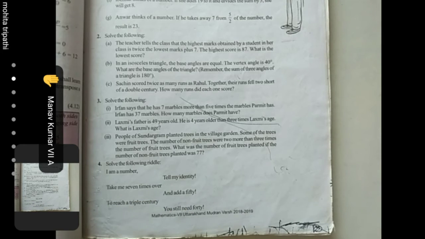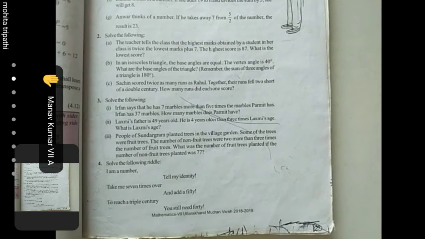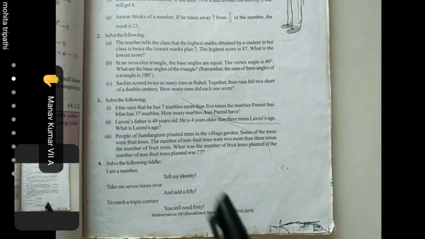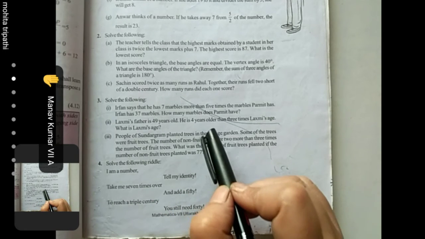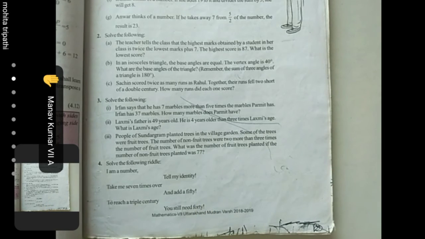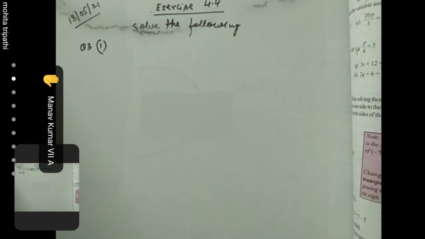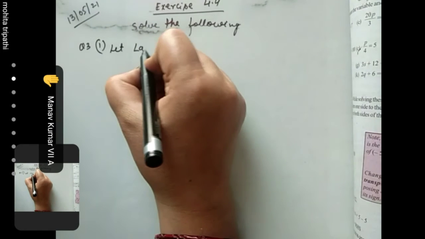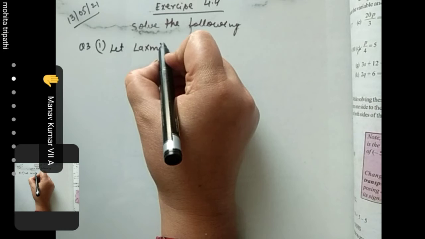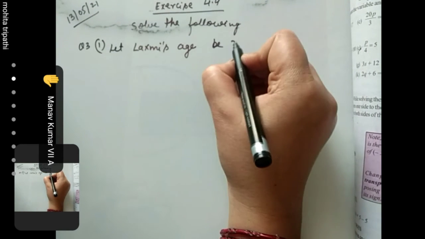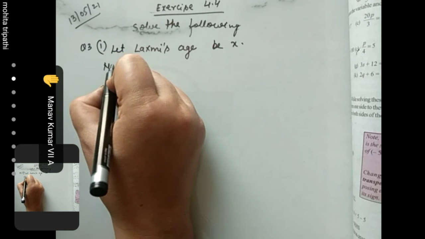Question number 3, second part. The second part is: Lakshmi's father is 49 years old. He is 4 years older than 3 times Lakshmi's age. So we will assume Lakshmi's age. Let Lakshmi's age be x.